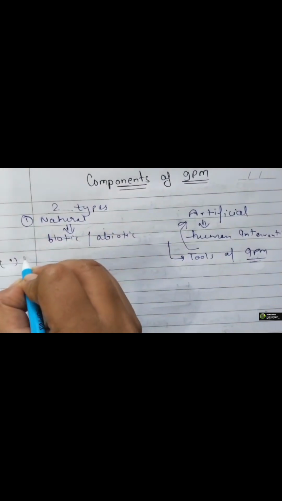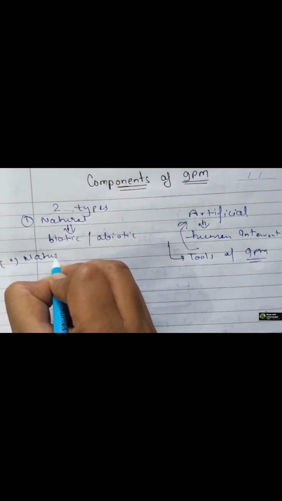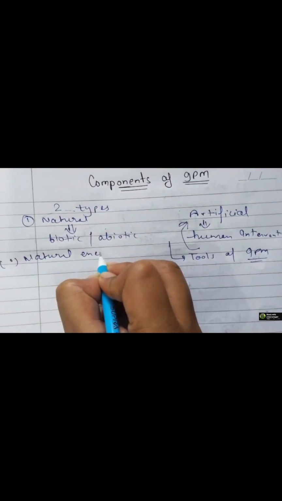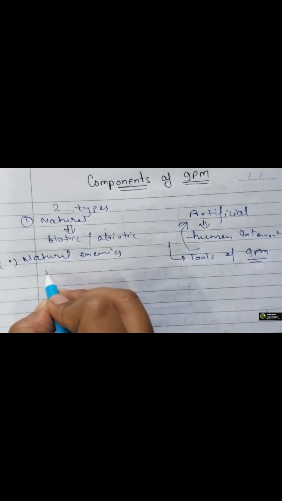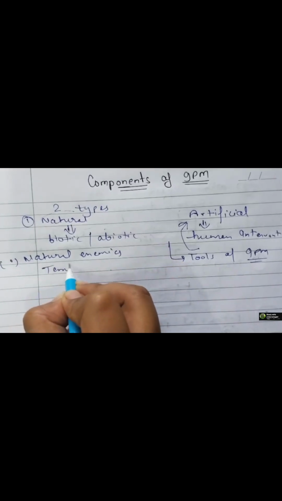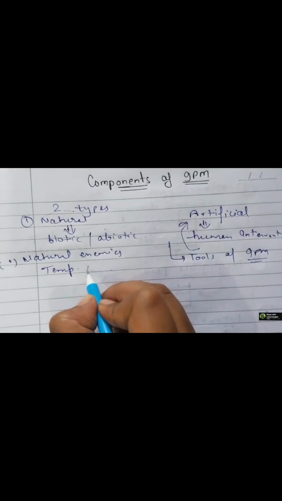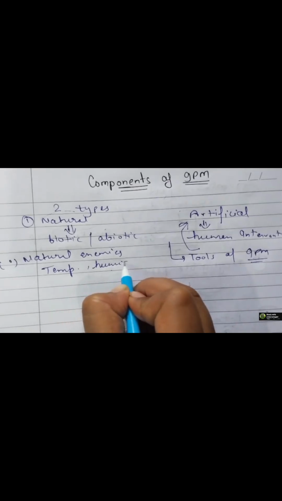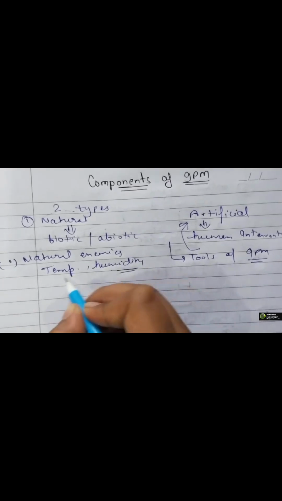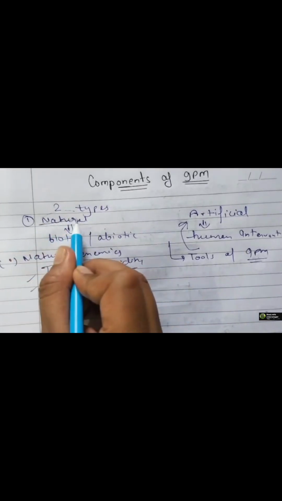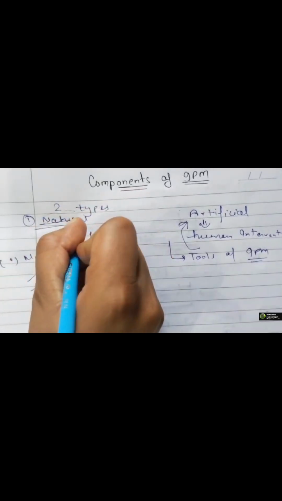Otherwise, if control is happening solely through natural enemies or just by the environment, the temperature is going to fluctuate by itself, likewise humidity, likewise rainfall. So these are abiotic factors, that's why they come under natural control.